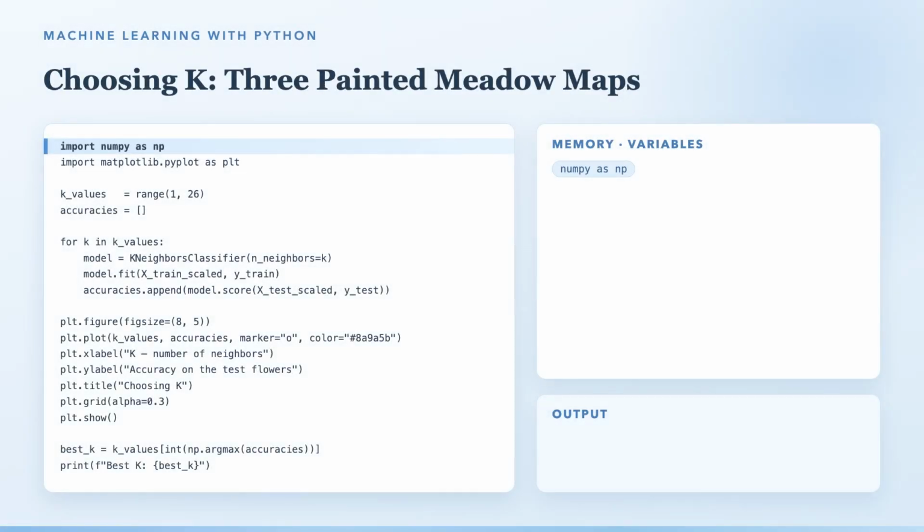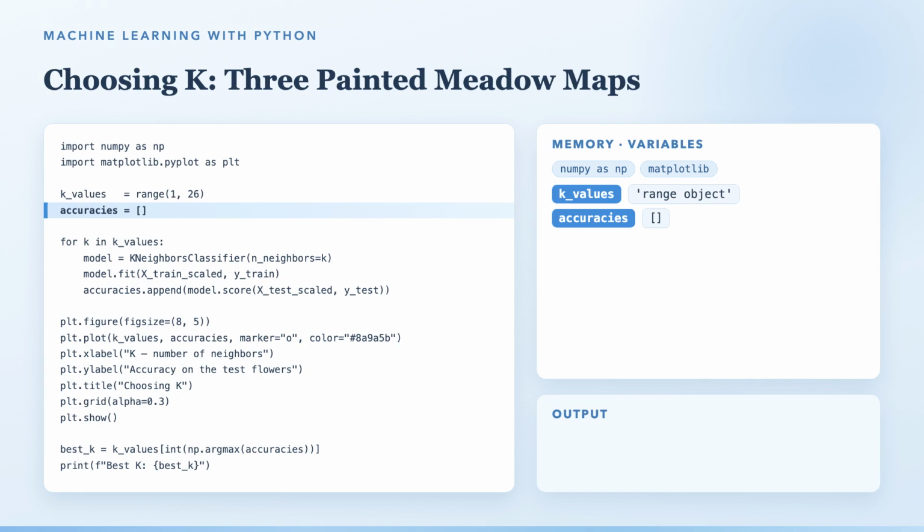We chose 5 neighbors. But why 5? Why not 1? Why not 25? Look at these 3 paintings of the very same meadow. With K equals 1, each flower listens only to its single closest neighbor. The boundary trembles. It wriggles around every stray blossom, drawing tiny islands around flukes and accidents. This map has memorized the meadow instead of learning it. 1 odd flower, and the whole neighborhood is mislabeled. We've met this before. It's overfitting.